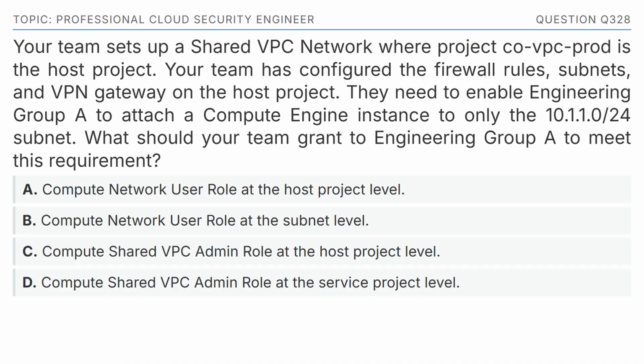The options are Option A, compute network user role at the host project level. Option B, compute network user role at the subnet level. Option C, compute shared VPC admin role at the host project level. Option D, compute shared VPC admin role at the service project level.